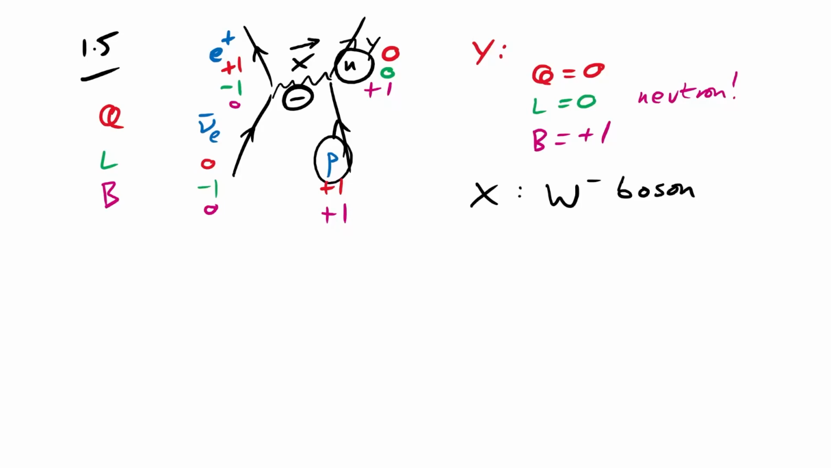Because this is a weak interaction, isn't it? There's charge involved. So therefore, it's not going to be Z0. It's either going to be W+ or W-, but it is giving that negative charge to the proton to turn it into a neutron.